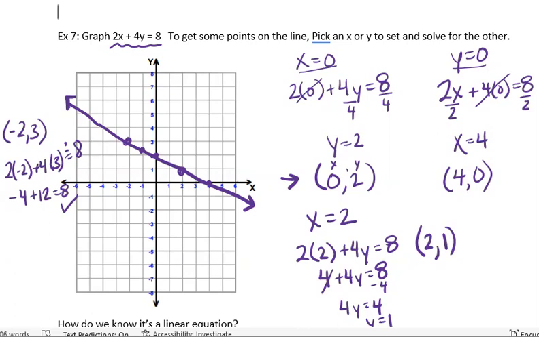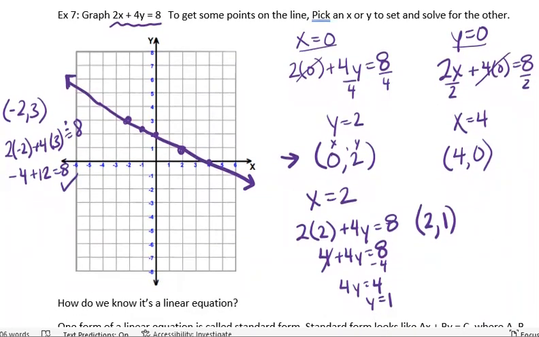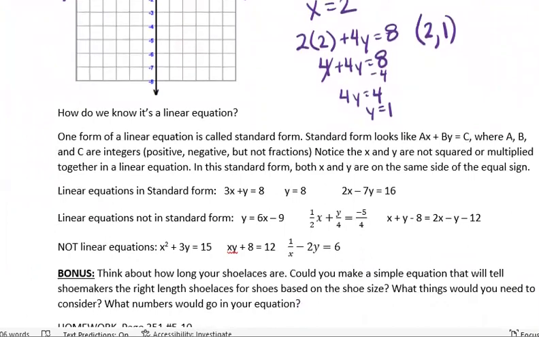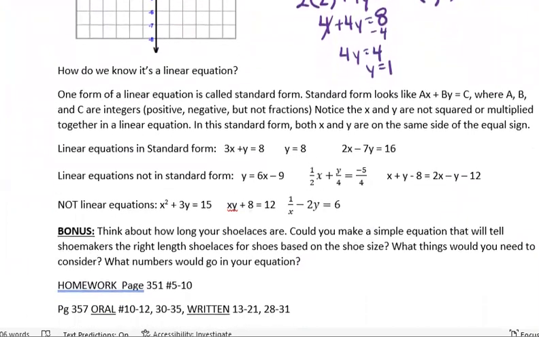The last thing I want to cover is how do we know if it's a linear equation? We've been graphing all of these and they have been lines, but how do we know if it's going to form a line? Well, there are actually lots of forms of a linear equation, but one that we'll talk about today is called standard form. The standard form of an equation looks like this: ax plus by equals c, where a, b, and c are integers.